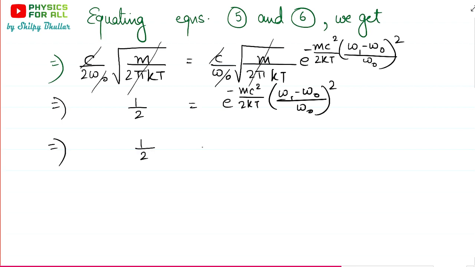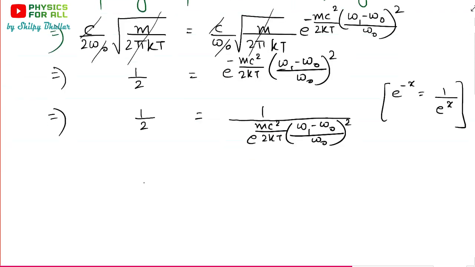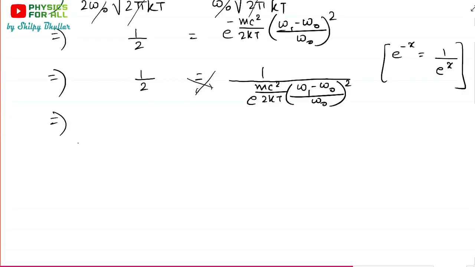Let's make it positive. So I'm writing it down like this. 1 upon anything, here we would get a positive quantity. That's why I've written it in the denominator, because I just don't want a negative value in the power of the exponent, because that creates trouble. So here e raised to power minus x is 1 upon e raised to power x. This is the rule that I have used. Now if we cross multiply, we get e raised to power mc square upon 2kt, omega 1 minus omega naught upon omega naught, whole square, is equal to 2.